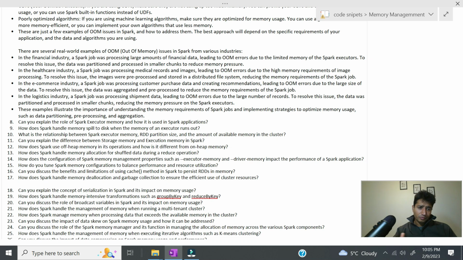When we talk about the healthcare industry, this is an example we can give. A Spark job was processing medical records and images, leading to an out of memory error due to the high memory requirement of image processing. To resolve this, images were pre-processed and stored in a distributed file system, reducing the memory requirement of the Spark job. One example from the e-commerce industry can be a Spark job processing customer purchase data and creating recommendations, leading to an out of memory error due to the large amount of data. To resolve this, data was aggregated and pre-processed to reduce the memory requirement. So we can give multiple examples, right?